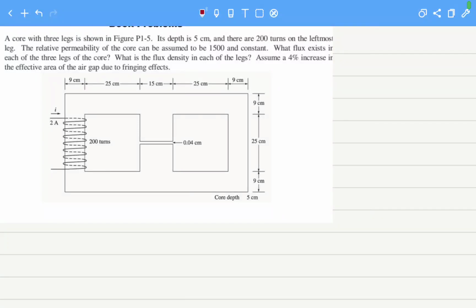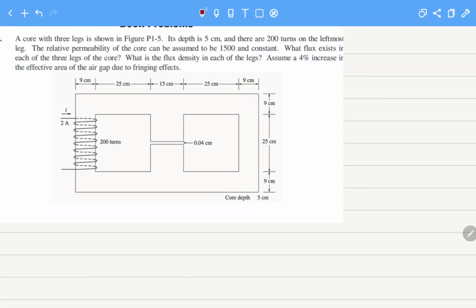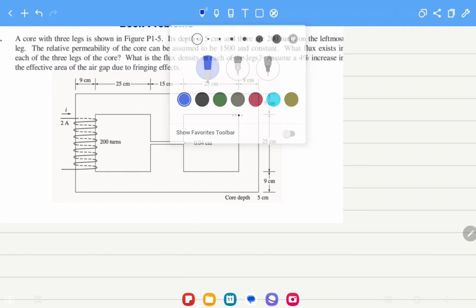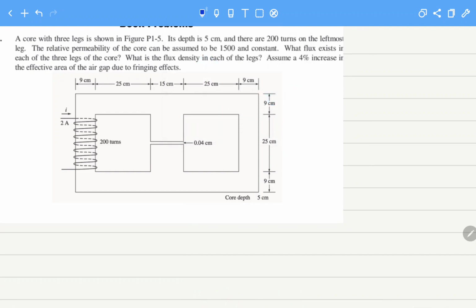This will be the last example for our topic of magnetic circuits. This is a little lengthy example, but I hope if you will try to follow with me, it will become easy for every single one of you. So let's look at this core. Now we have to divide this core.